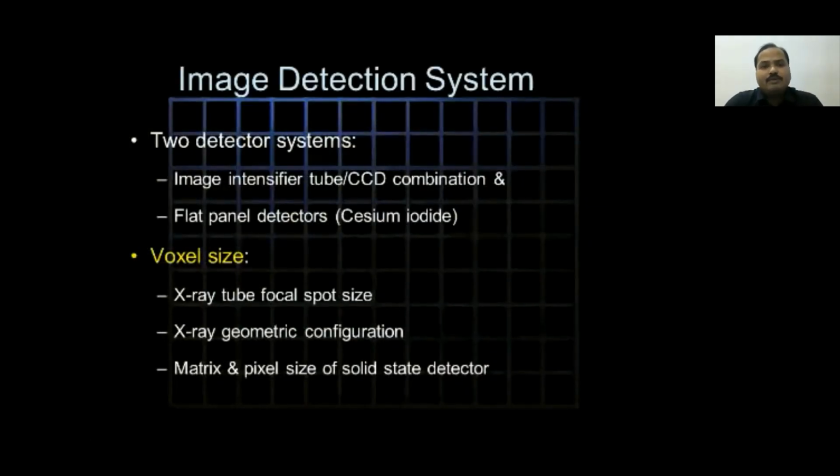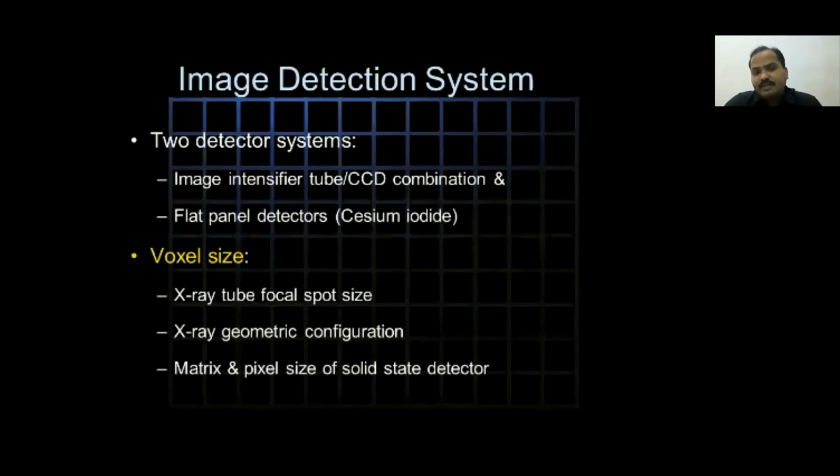Now second, we come upon the image detection system, what detectors are utilized. So basically two types of detector systems have been utilized in the CBCT machines. They may be image intensifier tubes or charge coupled devices in combination, or they can be flat panel detectors like utilization of commonly used cesium iodide scintillation crystals.